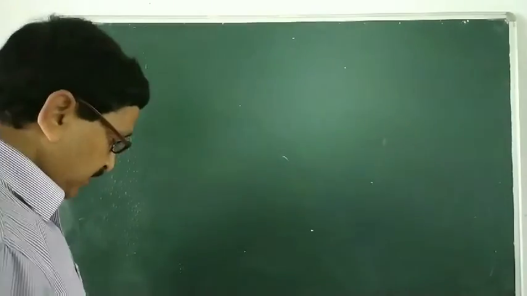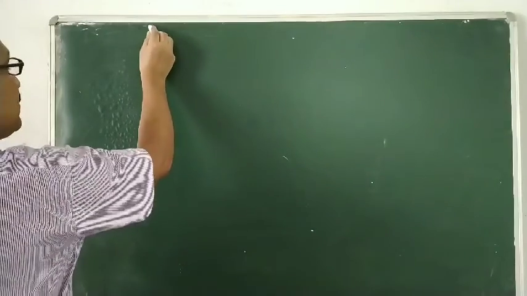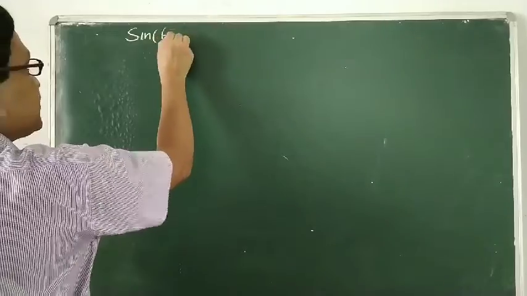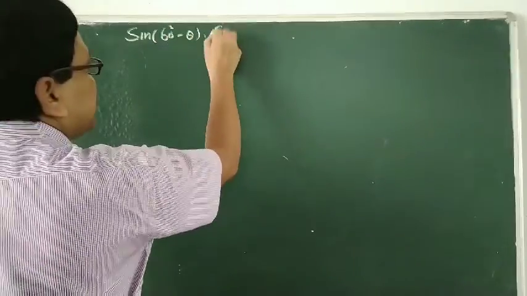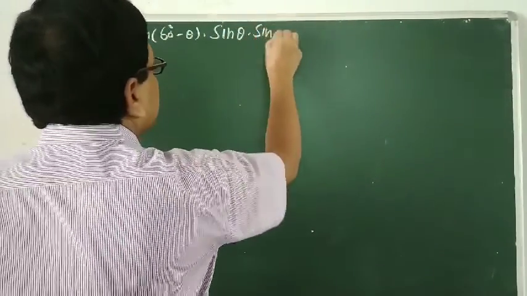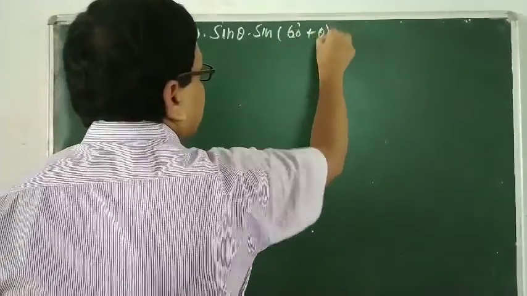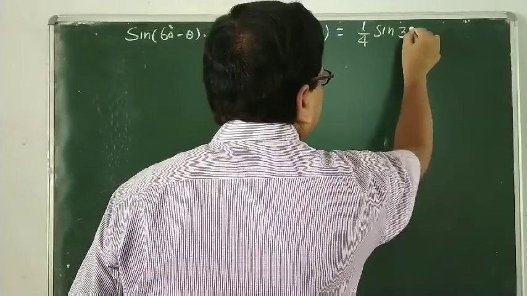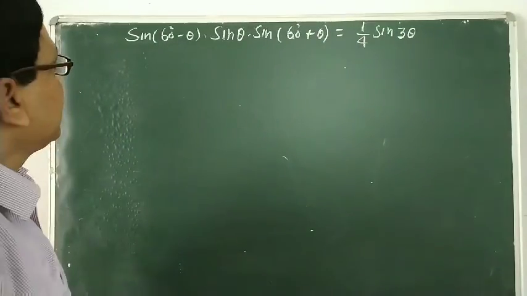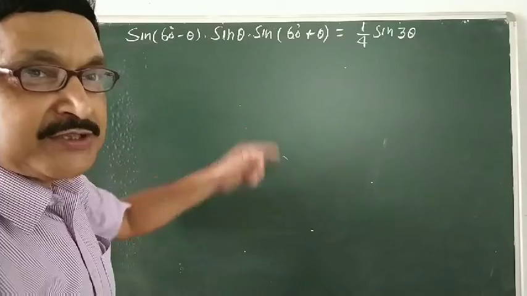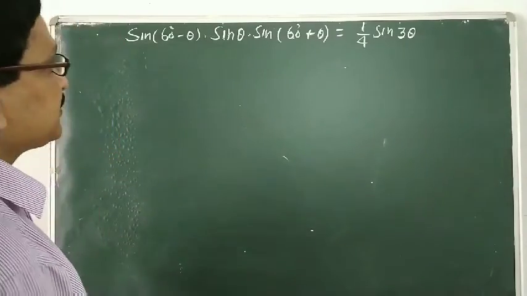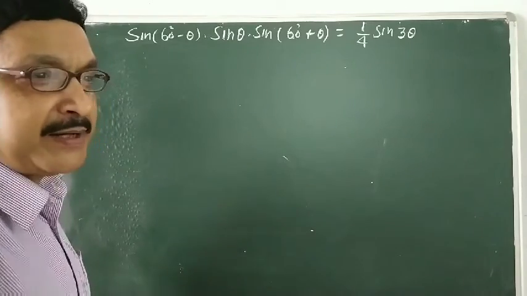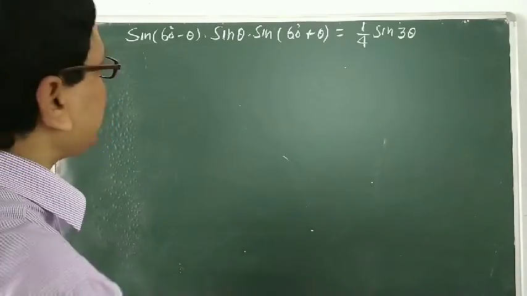Just see, remember this formula: sin(60 minus theta) into sin theta into sin(60 plus theta) is equal to 1 by 4 sin 3 theta, triple angle. If the pattern is available in this way, you can answer the question fast. This is not a formula from the textbook, this is a man-made formula, created by different people for doing problems fast.